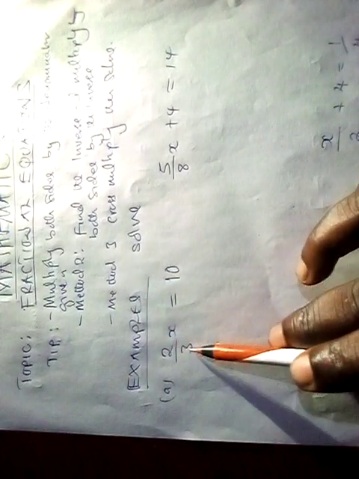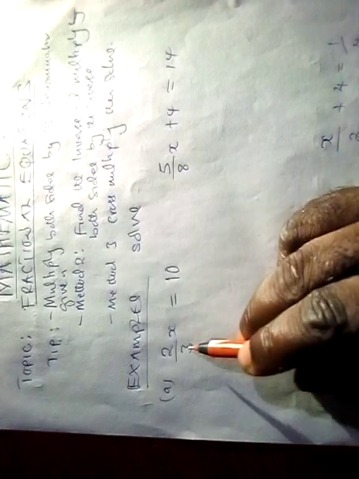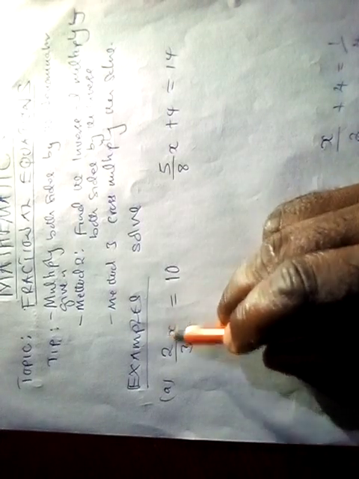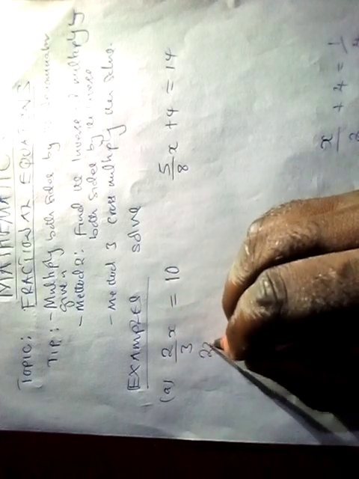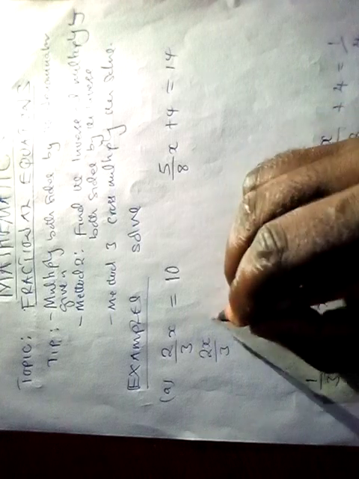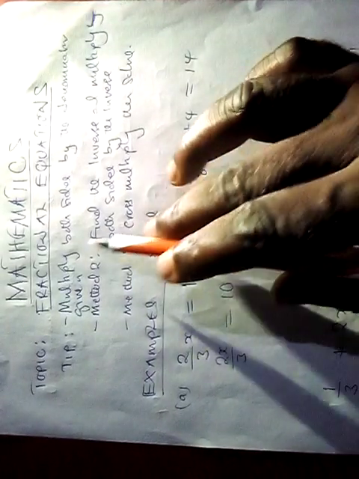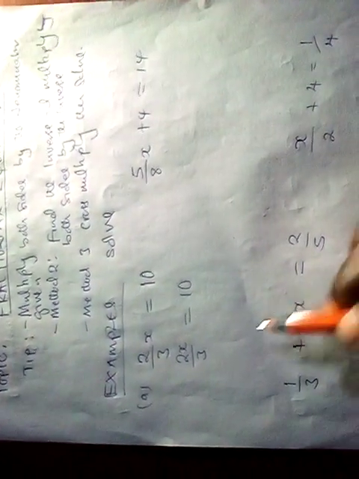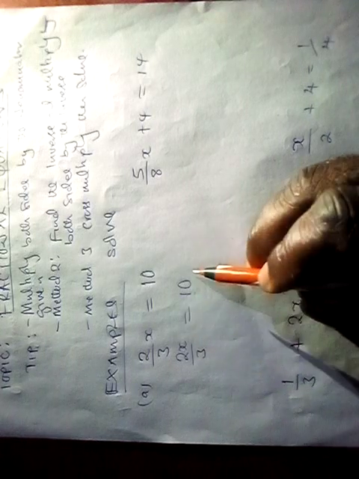Example, solve 2 over 3 x is equal to 10. What this means is that this x should be next to the 2, so it's the same as 2x over 3 equals 10. This is how you write it. The next thing, we are going to use method 1, multiply both sides by the denominator. What is the denominator here? It is 3. The denominator here is 1, so we get 3, since 1 can go into 3. So we're going to use 3 to multiply both sides.